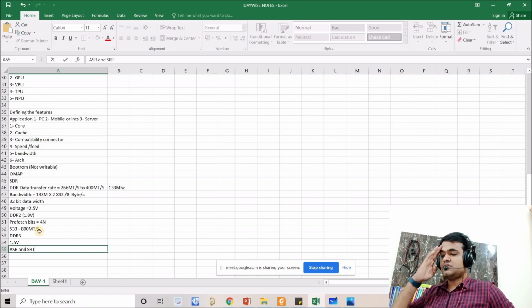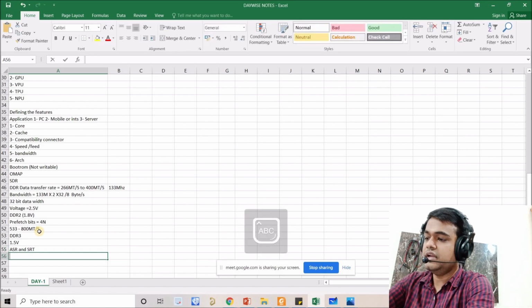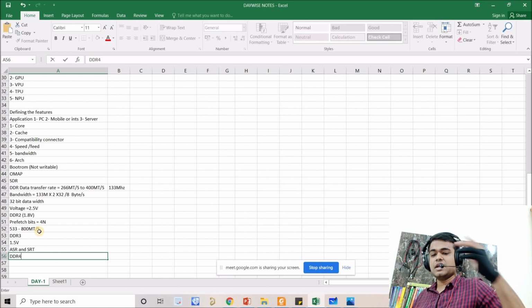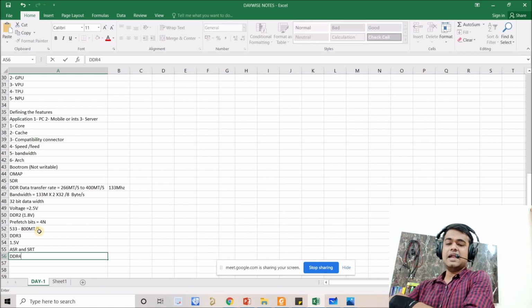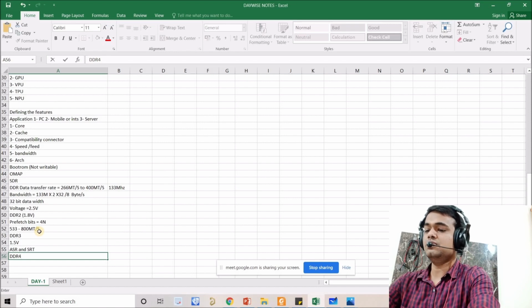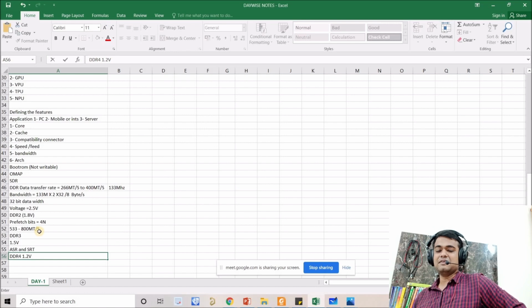Let's move to another version, which is again very important, called DDR4. Okay. So again, they have reduced the voltage, and it's 1.2. Okay. And what will be the multiplier?